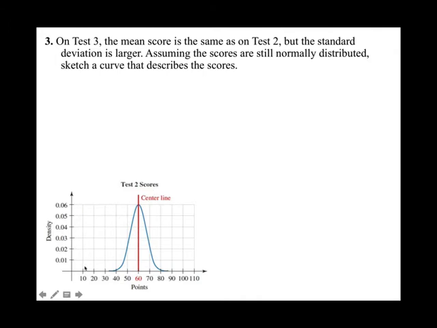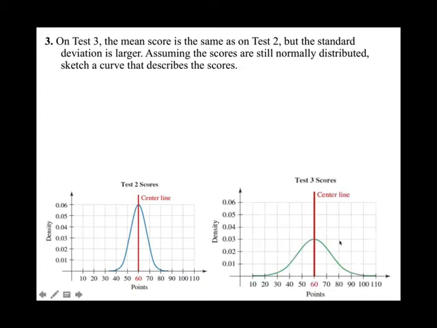Since we sketch it much wider, we have to make it flatter because the total area under the curve has to be 1. If you make it wider, you have to make it flatter compared with the test 2 score. It's going to look like this. We could calculate each little square in the grids of both test 2 and 3. Make sure when you add it up it has to be equal to 1 in here.